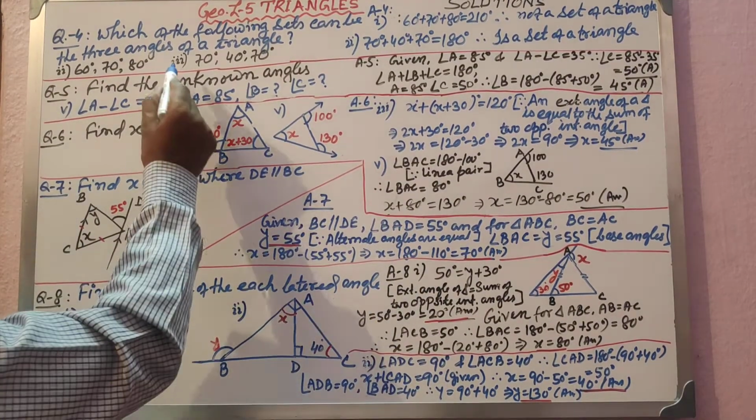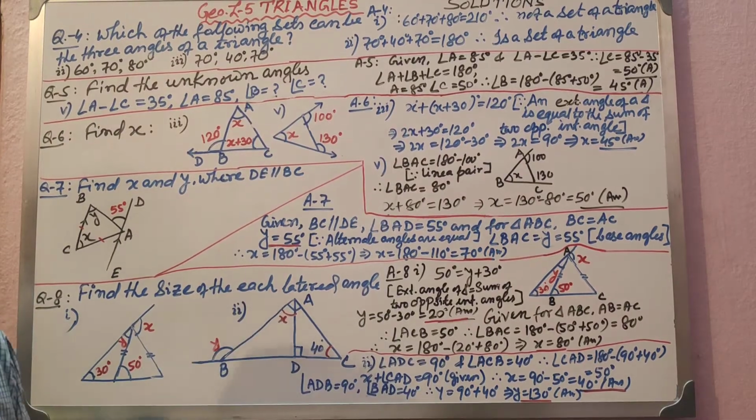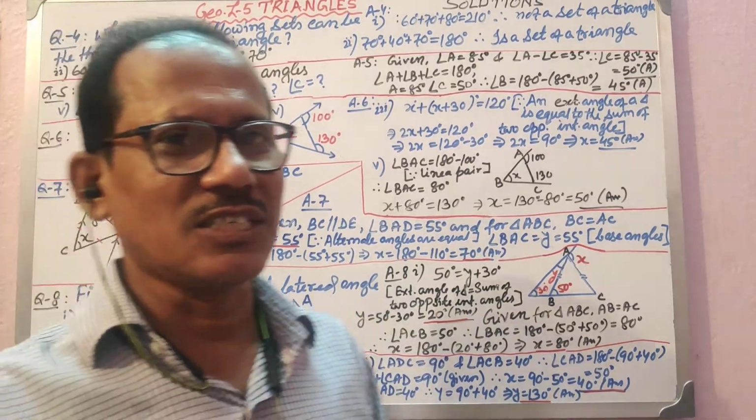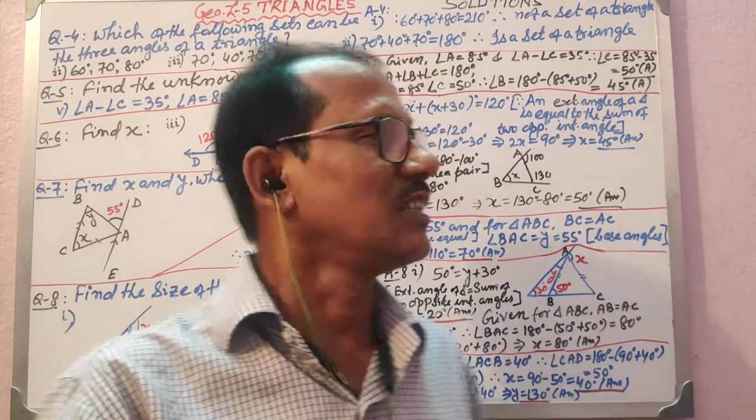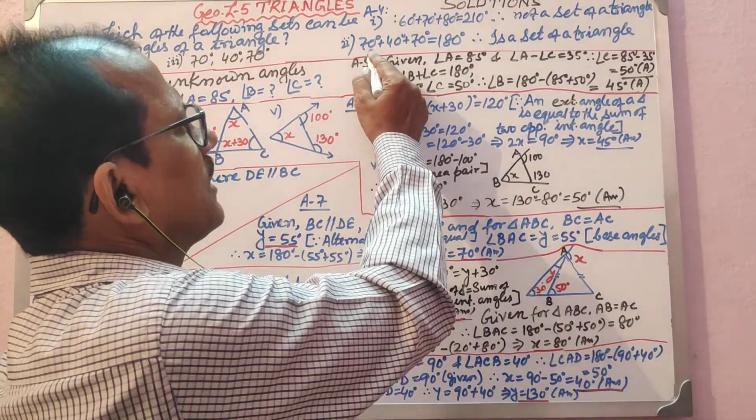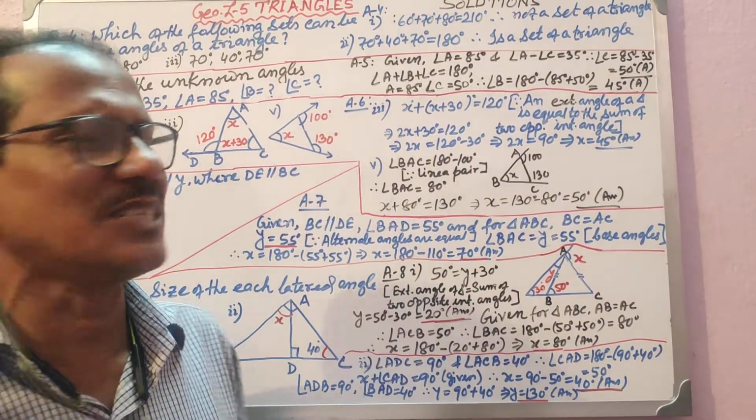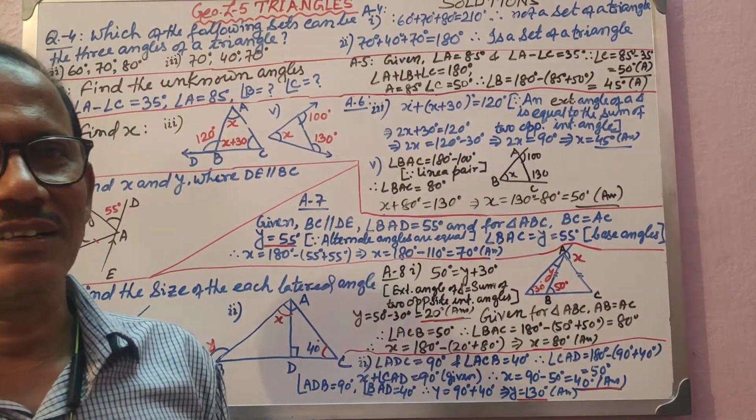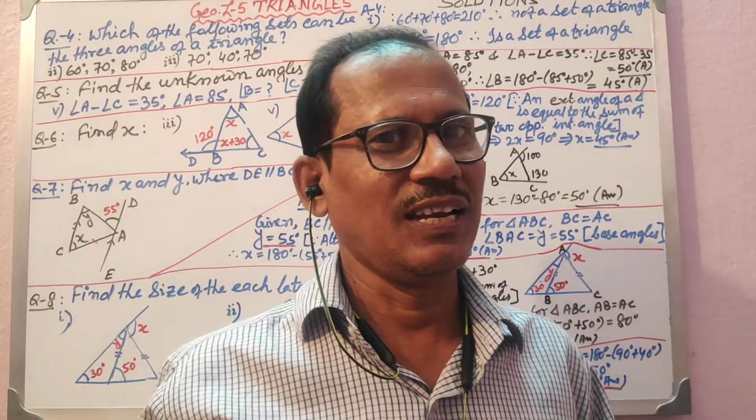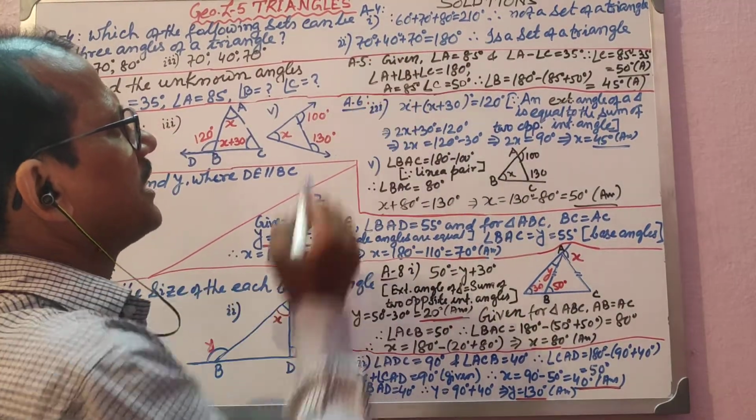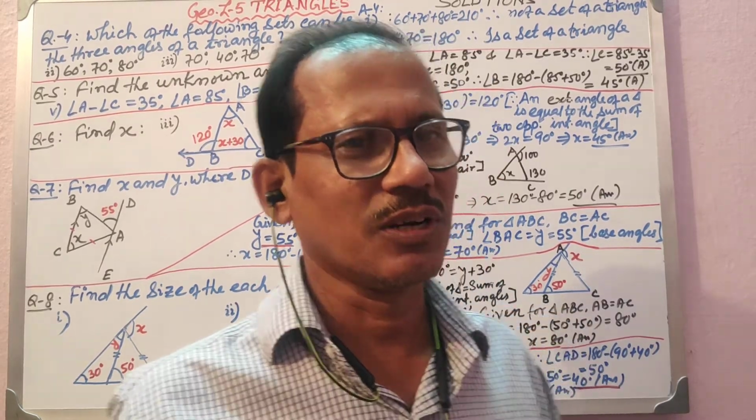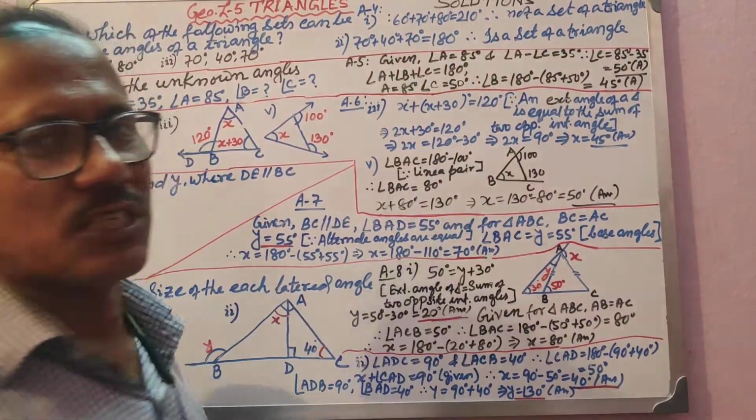Now see another example. The third one I have taken: 70 degrees, 40 degrees and 70 degrees. You do the summation: 70 plus 40 plus 70 is equal to 180 degrees. This is 180 degrees. Therefore, these angle sets are the set of a triangle. Do you understand? Now tell me, what type of triangle is this? 70 degrees, 70 degrees and 40 degrees. Obviously, it will be an isosceles triangle. Two angles equal means two sides will be equal. You understand? So this is an isosceles triangle, and of course a set of a triangle.